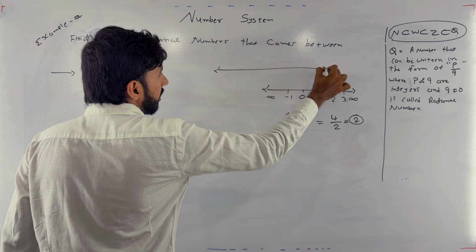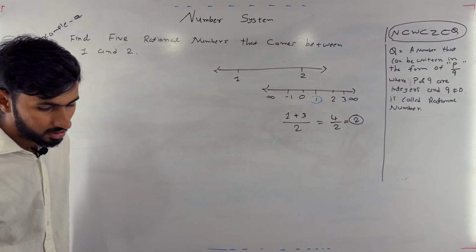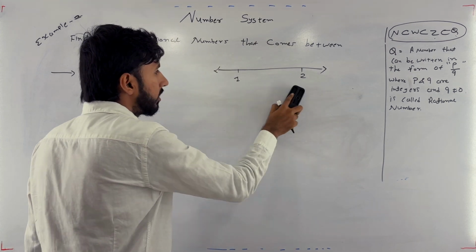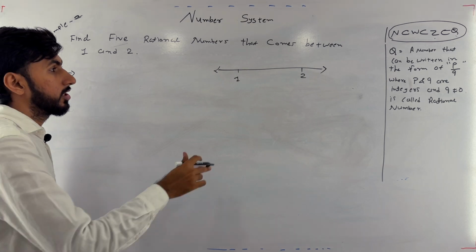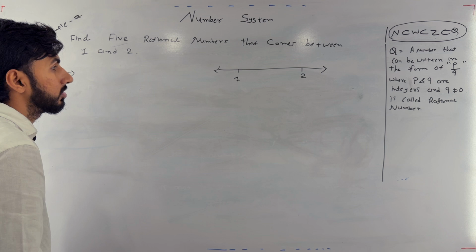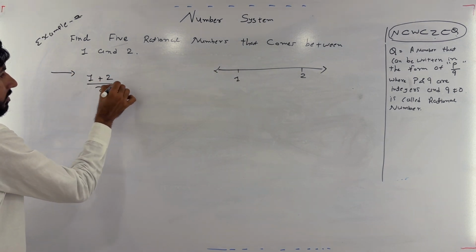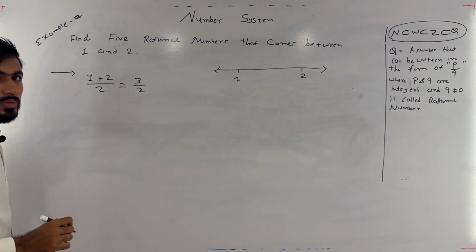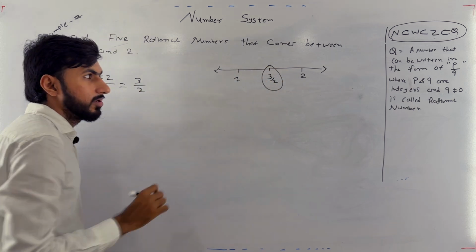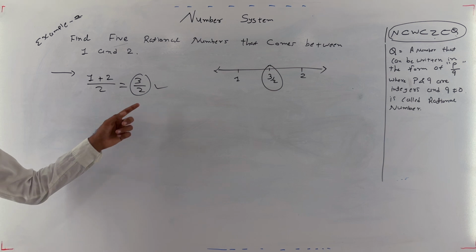If I zoom the number line, I write 1 here, 2 here, okay? What I have to do is just add these two numbers and divide by 2 to find exactly the number that comes between 1 and 2. I am adding 1 and 2 and dividing by 2. That gives me the result 3 by 2. So 3 by 2 will come exactly between 1 and 2. So I got the first rational number that comes between 1 and 2.